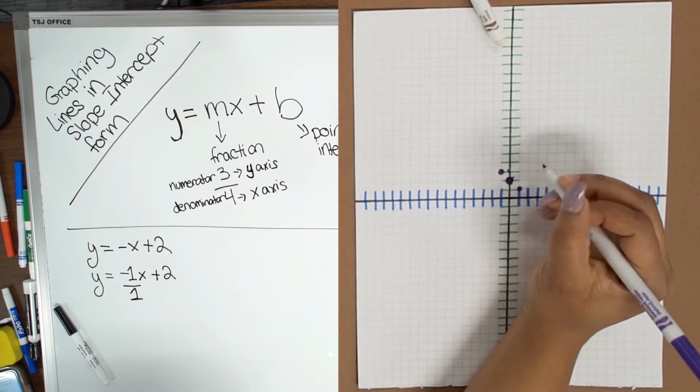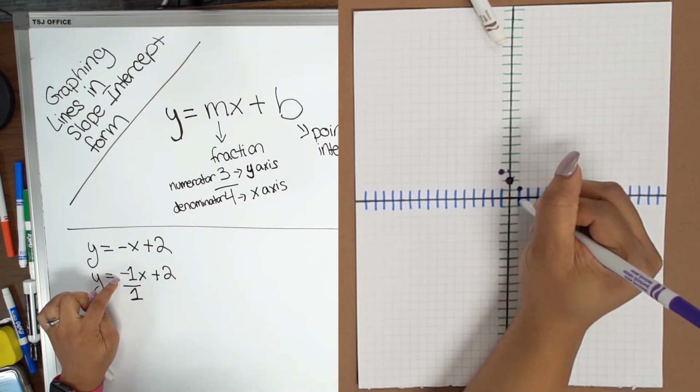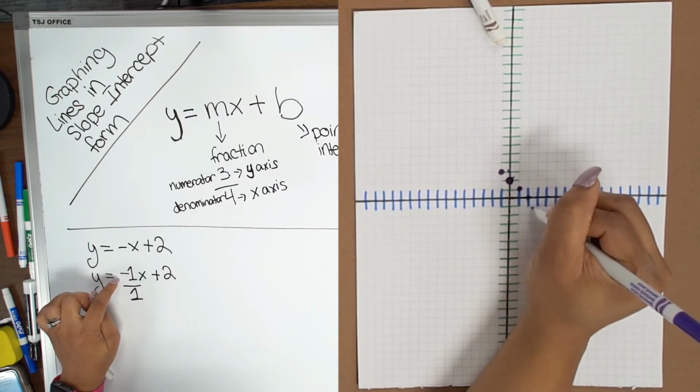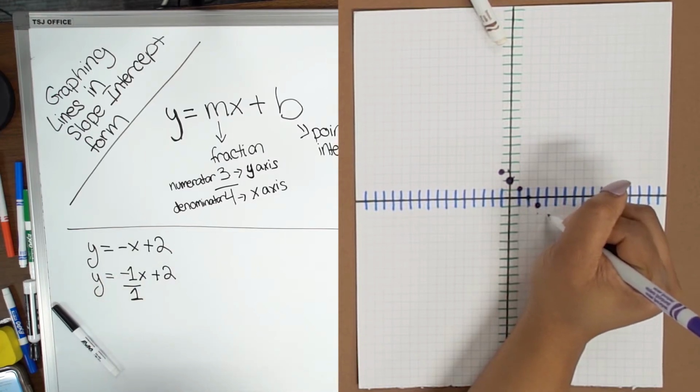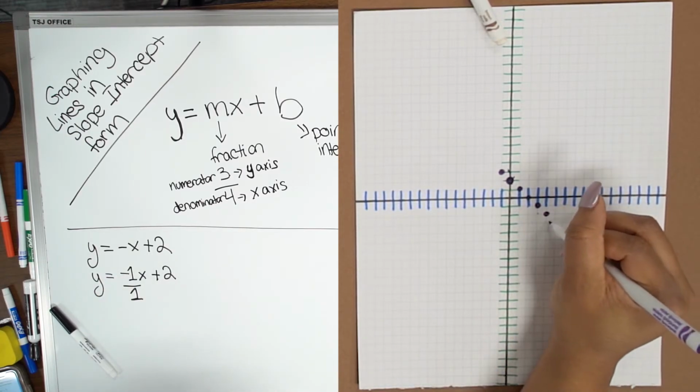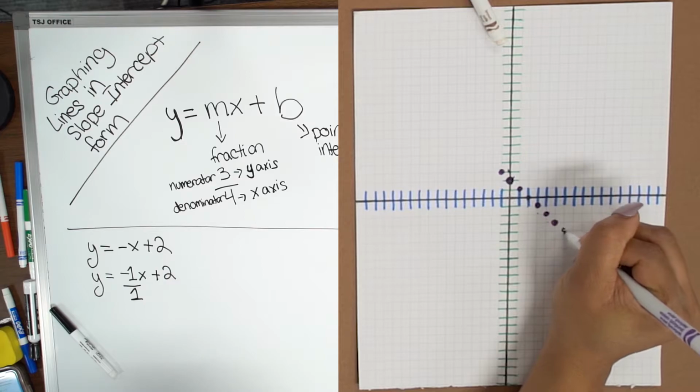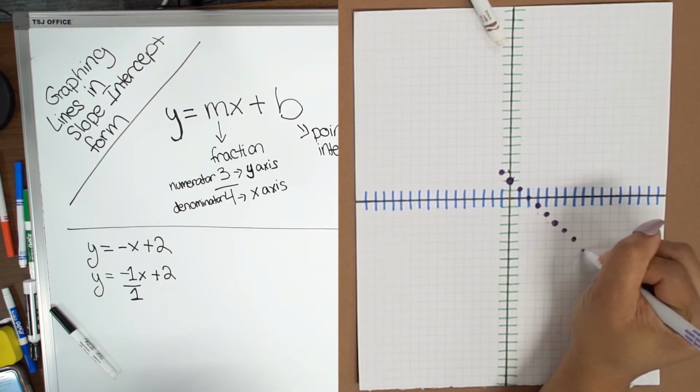So let's go back to this one. Let's go back to down 1, over 1, down 1, over 1, down 1, over 1, down 1, over 1, and again, and again, and again.